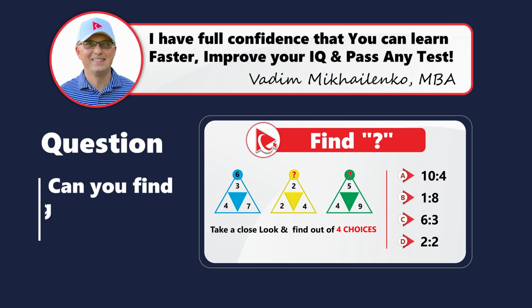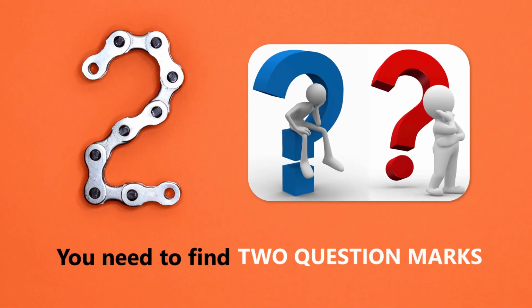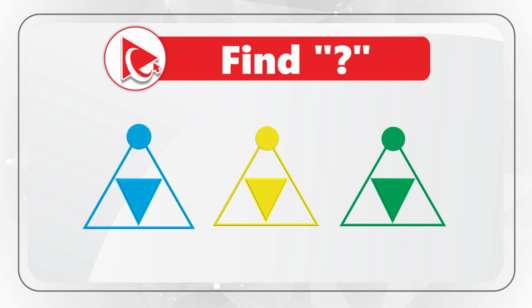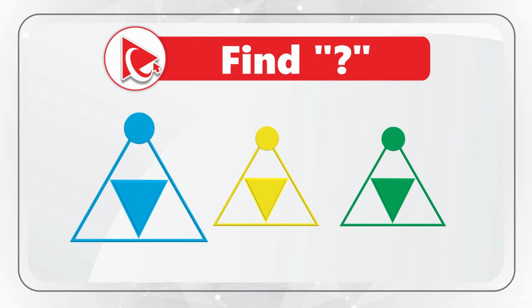Here's an absolutely phenomenal question, which is absolutely not obvious how to solve. Instead of one question mark, you need to find two question marks. You're presented with three triangles. All triangles have a circle in the top. The blue triangle has three numbers inside.